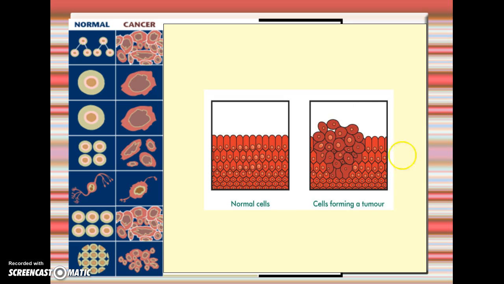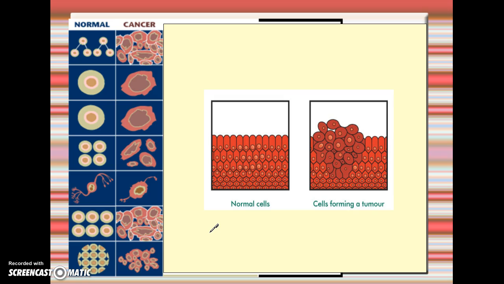In this diagram, it shows cells forming a tumor, which is cancer. You can see how disorderly and crowded it looks here, while in the normal cells they are orderly and next to each other with no collision. You can also see in this diagram how they are formed, how this is in orderly pairs and patterns, but this is all crumbled together.